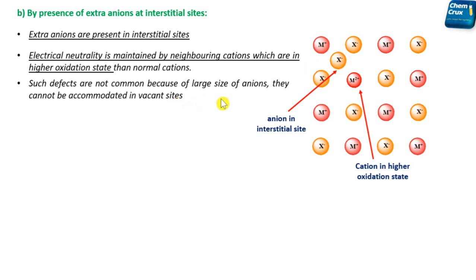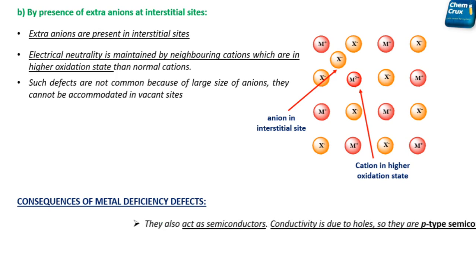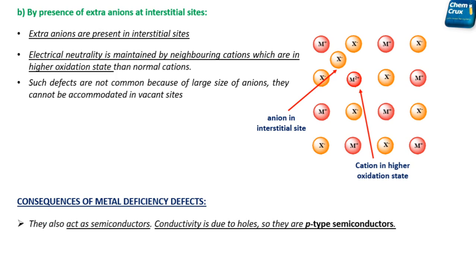Now coming to consequences of metal deficiency defects. Crystals suffering from metal deficiency defects also act as semiconductors. Now we have seen that in metal deficiency defects arising by cation vacancies, there are some holes. Conductivity is due to these holes, and so they are also known as p-type semiconductors.